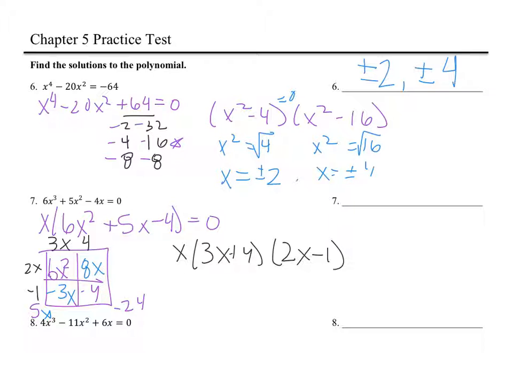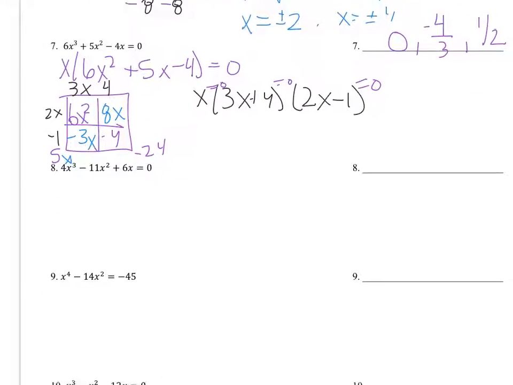You have to set each one of these equal to 0 to solve. So my first one would be x is equal to 0. My second one would be negative 4 over 3. When I set this equal to 0, I would subtract the 4 first and then divide by 3, so that's why it's a negative 4. And my last one would give me a positive 1/2. I would first add over the 1 and then divide by 2. Those are my answers for that one.